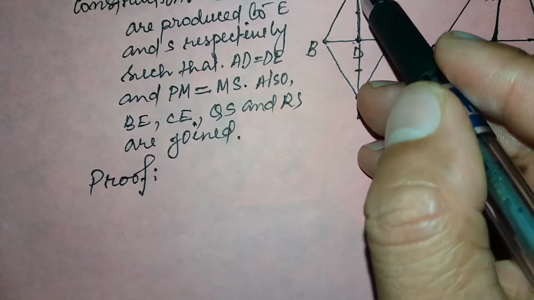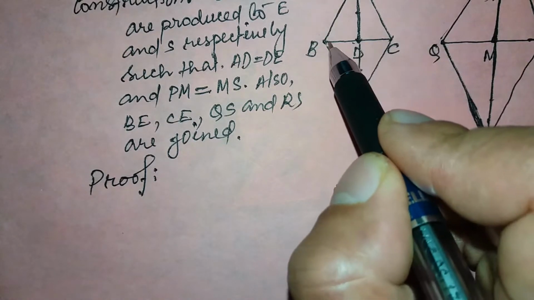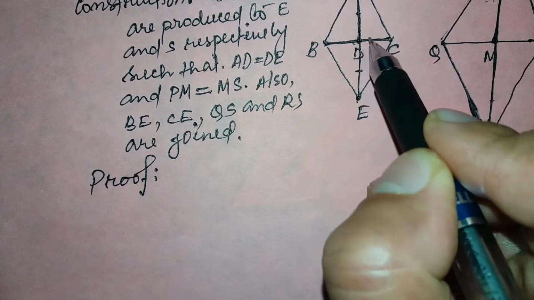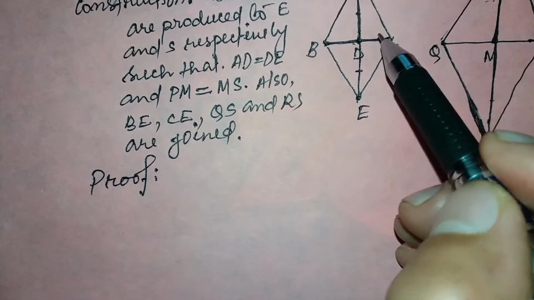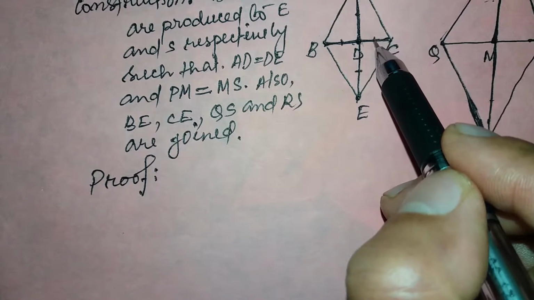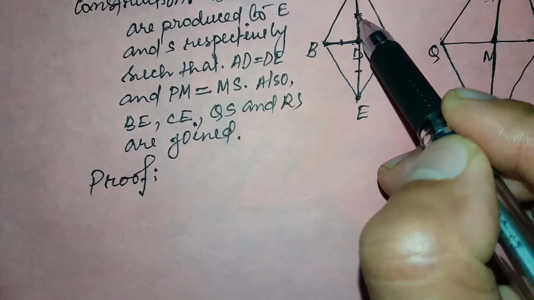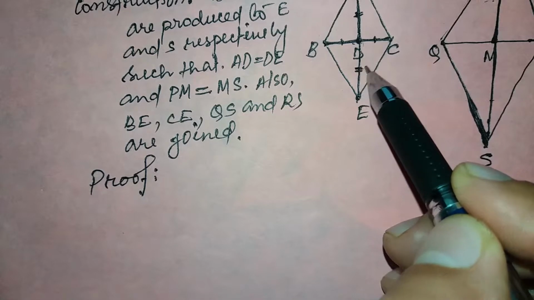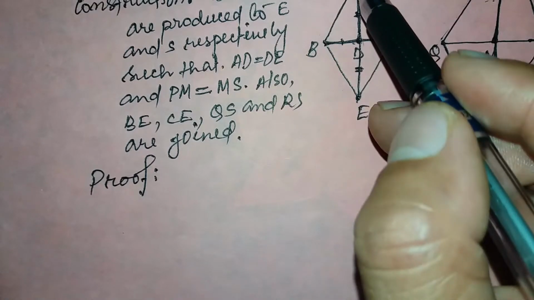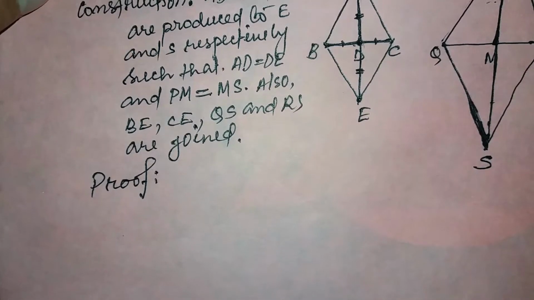Here, see, this is a quadrilateral now. In this quadrilateral, these are the two diagonals, and in these diagonals, D is the midpoint, because AD is a median, so D is the midpoint. So this and this are equal. And again by construction, AD is equal to DE. What we have now is that the diagonals bisect each other. Since the diagonals bisect each other, this quadrilateral is a parallelogram.